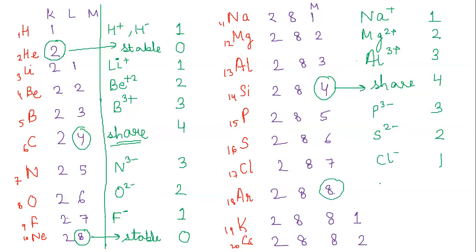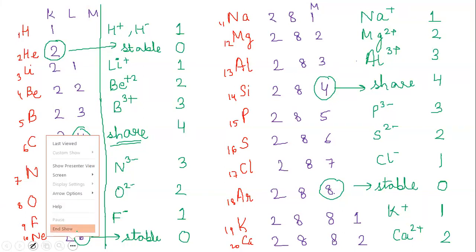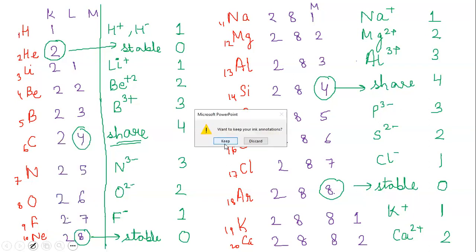Argon has a completely filled shell, so it is stable. So valency will be 0. Again, potassium will lose 1 electron, K+, valency is 1. Calcium will lose 2 electrons, valency will be 2. All this is clear to you? Yes, ma'am. So the atomic numbers, the electronic configuration, the symbols of the ions, and the valency, this should be on your tips.